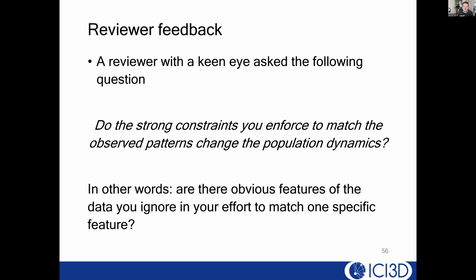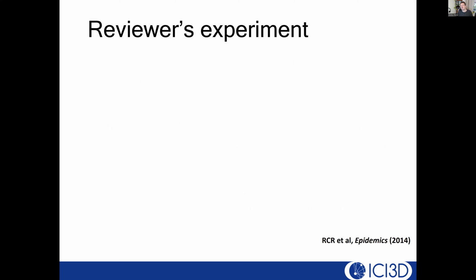Again, if people are only overlapping, I would have seen that in my system, because I would have seen there's no transmission between groups, only within a group. So are there obvious features of the data you ignore in effort to match your one specific feature? This is not so dreaded, but this is the famous reviewers experiment. Reviewers are going to ask you questions. They're going to poke holes in what you're doing, and they are going to request sensitivity analyses.